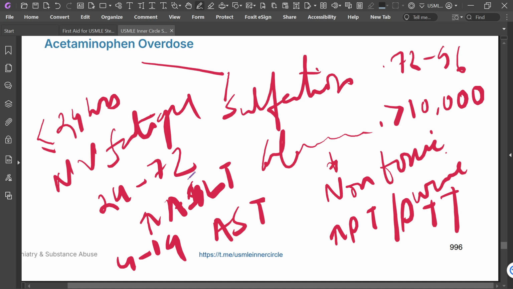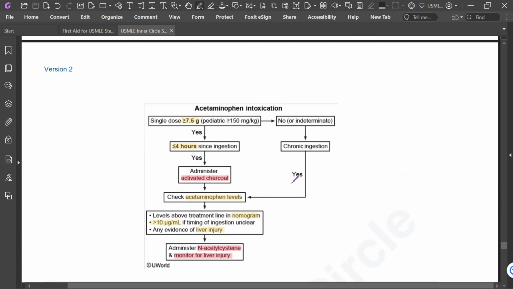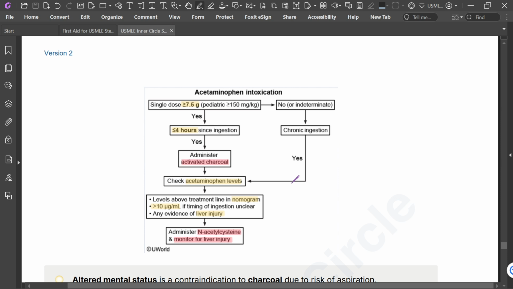Diagnosis is by serum acetaminophen level at 4 to 24 hours, liver function test, and electrolytes. Treatment is activated charcoal if less than 4 hours, and N-acetylcysteine. Acetaminophen toxicity is a medical emergency and can lead to hepatotoxicity and fulminant liver failure.